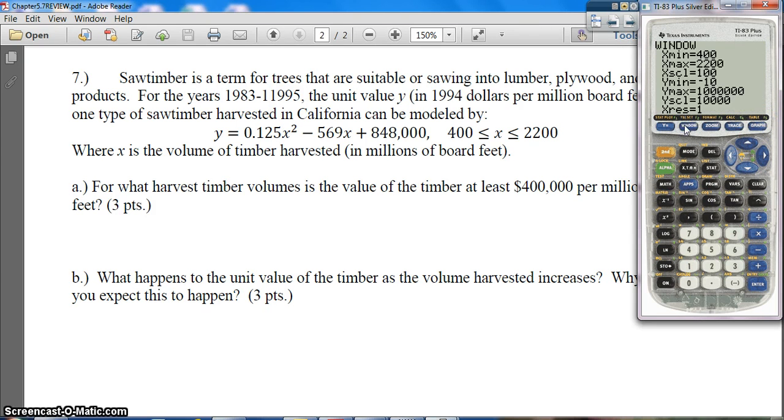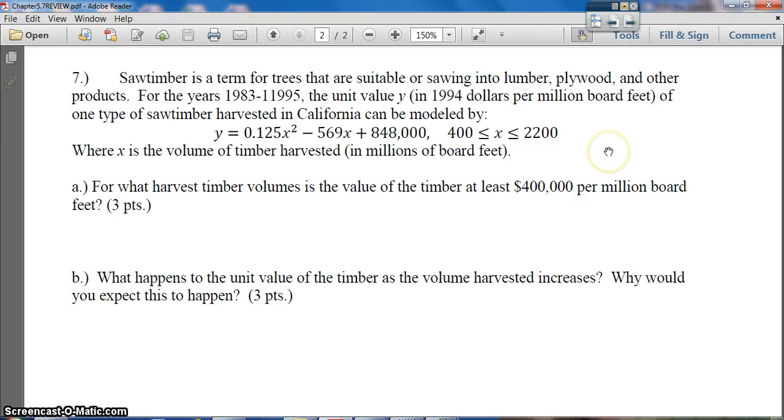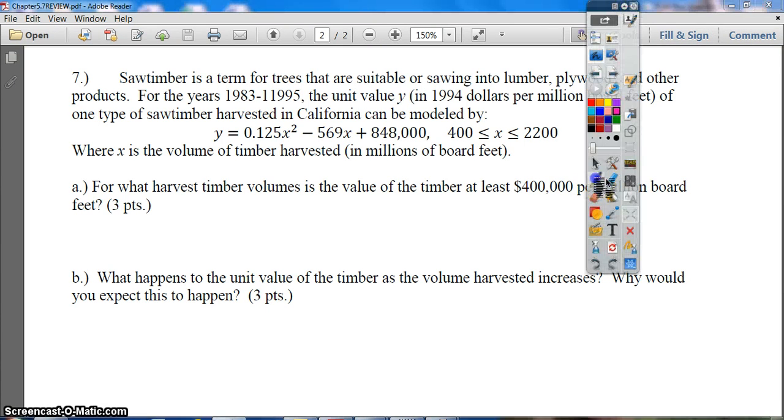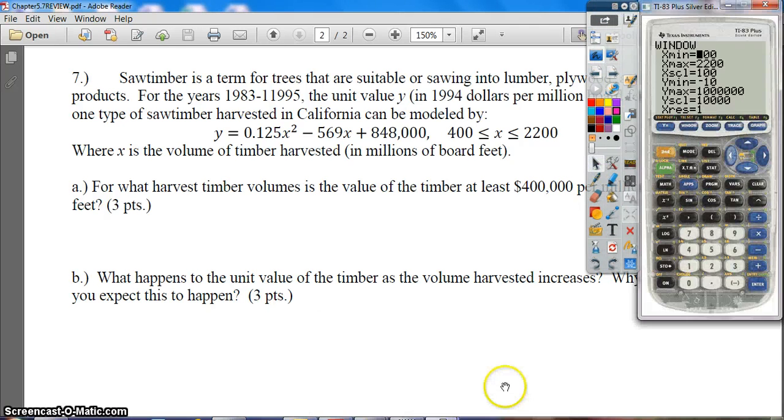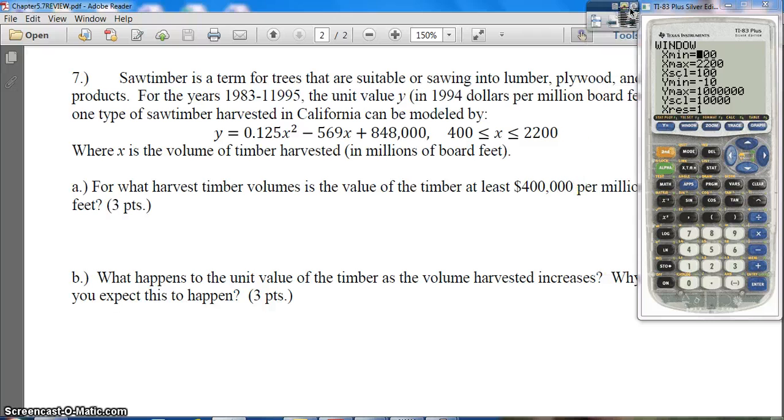You can see how I set the window from 400 to 2200 because those are the restrictions for your X value here, from 400 to 2200. That's why I have this here. And then you would know that that would go up to, actually I should have done that here, leave this up. Make it over here. So there you can see, this is my max, 1 million bucks. 10,000 is my per unit. And my X scale is 100. I go up to 2200 because that's my max here at 2200 and 400 here.